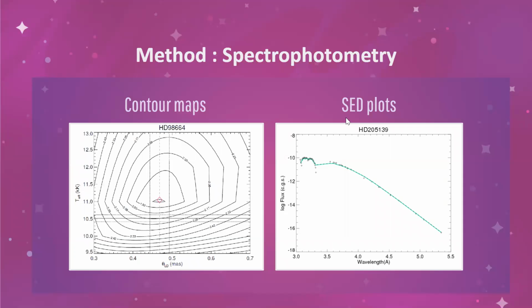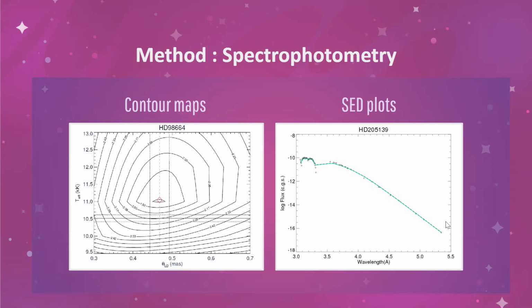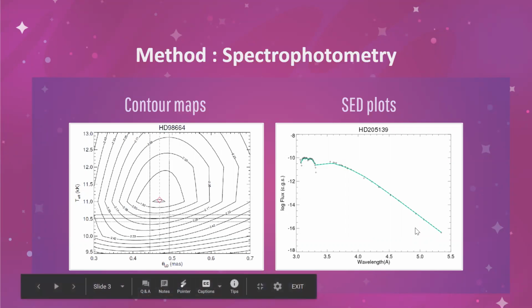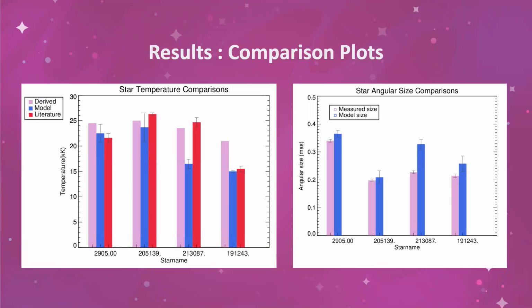The SED plot, the spectral energy distribution plot, tells us that the plus signs show the collected spectral fluxes, and the solid green line shows the SED derived from our interferometric size and the best-fit temperature and reddening. The dashed line is the SED derived from the temperature and angular size predicted by the model. We studied 20 star samples in total, but only 4 stars have angular size observed by the interferometer.